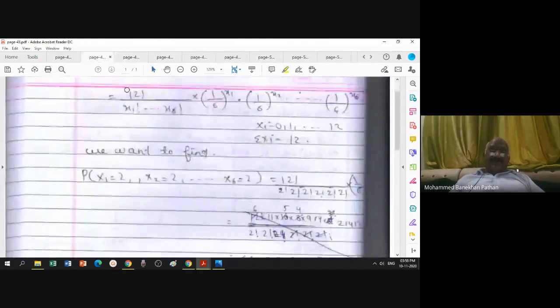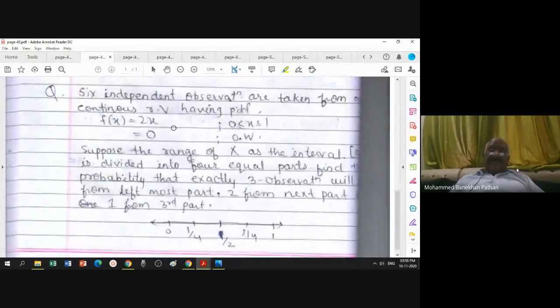Now you have the next question, that is the last question on multinomial. You can take help of all these questions to solve numericals related with multinomial. 6 independent observations are taken from a continuous random variable with PDF f(x) equal to 2x, where x is between 0 and 1. It takes value 0 outside the range, otherwise. That means if your x is not in this interval, the function is 0.